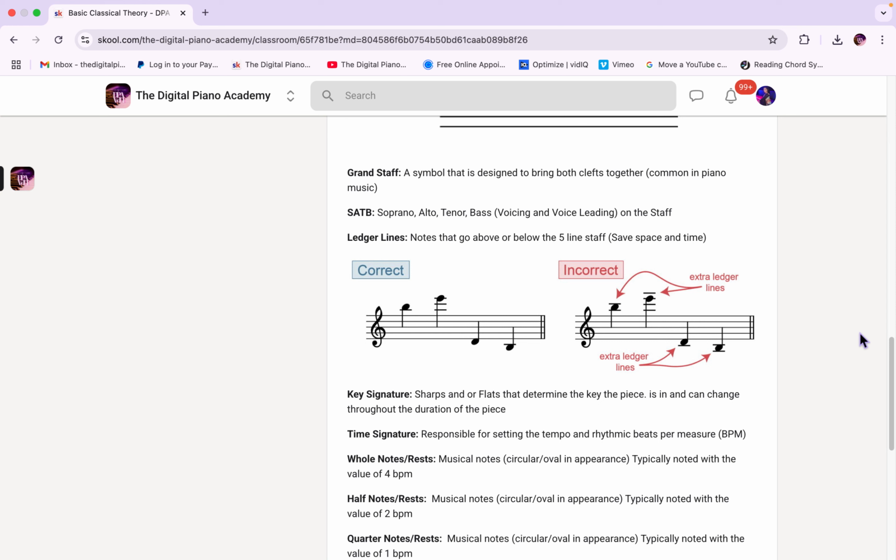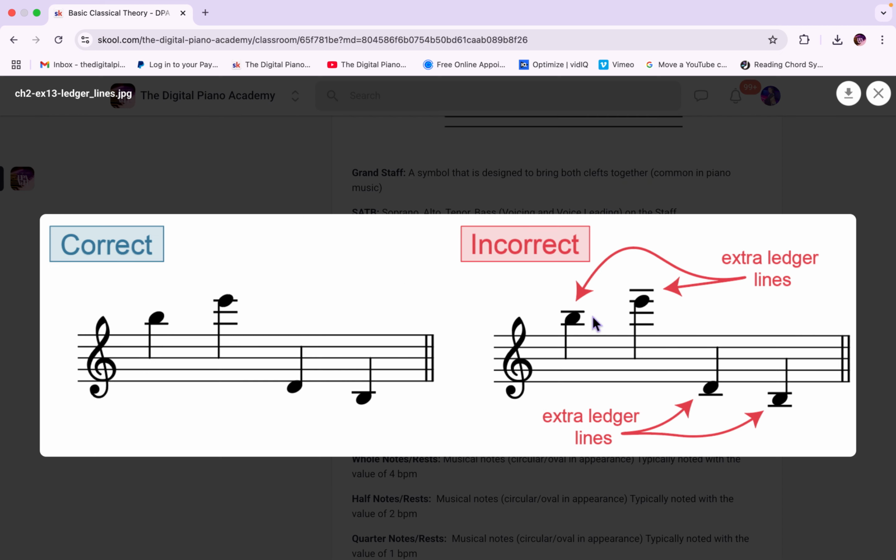There are also ledger lines, so these are the notes that go above or below the 5 lines on the staff. This is to save space and time. So here on the left, you will see the correct way of how ledger lines should be notated, and the incorrect and/or a little bit amateur way, I would say, is where there are extra ledger lines that go above where the note has already been notated. It's just kind of redundant and it's unnecessary.